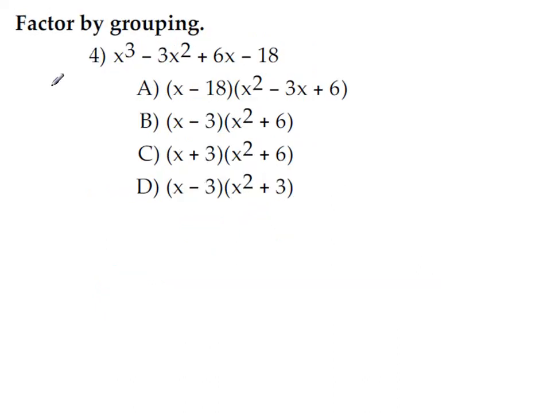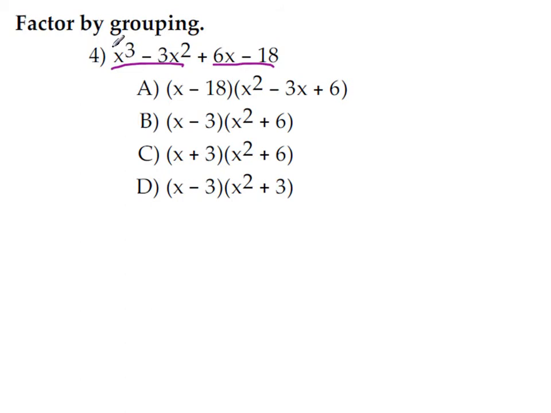Next one, factor by grouping. We have x cubed minus 3x squared plus 6x minus 18. Now they were nice enough to tell us we are to factor by grouping. And when we factor by grouping, we group the first two together and the last two together. And it doesn't matter if these two are switched around, we'll still get the same thing, as long as we follow first two, last two. Doesn't make a difference.